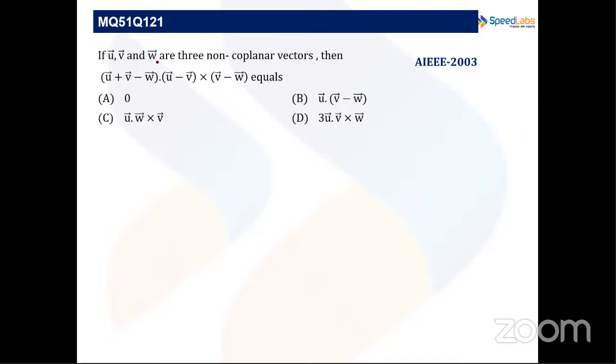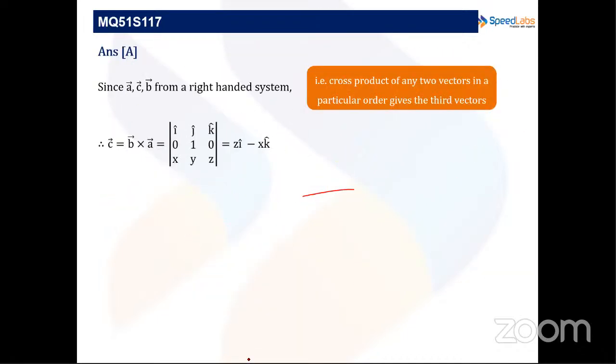We are given U, V and W are three non-coplanar vectors, then this value will be. See here, this is some vector, let's say A. This is some vector, let's say B, and this is some vector C. So we have it in the form of A dot B cross C, which is just the scalar triple product of A, B, C. If you have the three vectors in the form of i cap, j cap, and k cap, then the scalar triple product can be written in the form of a determinant. So we can use the properties of determinants here.